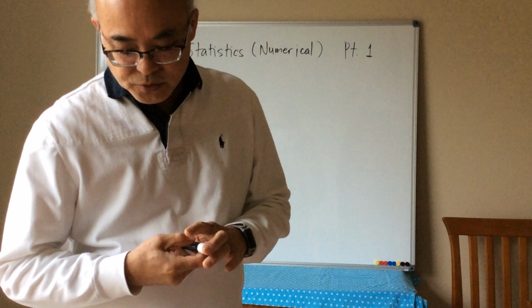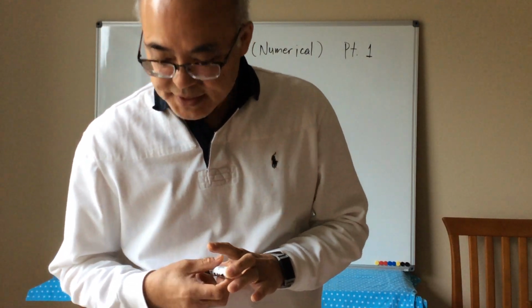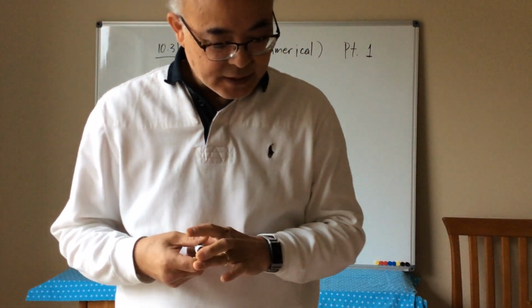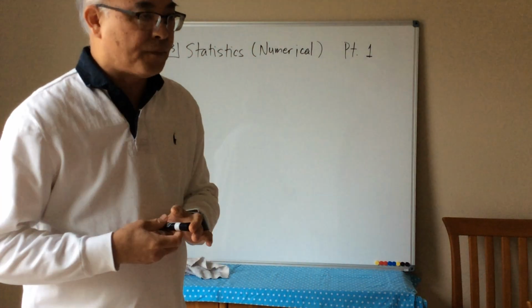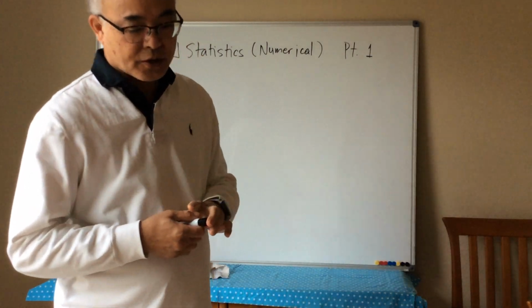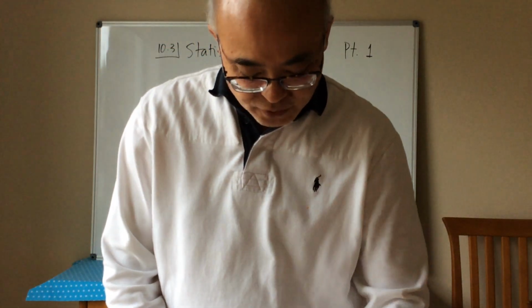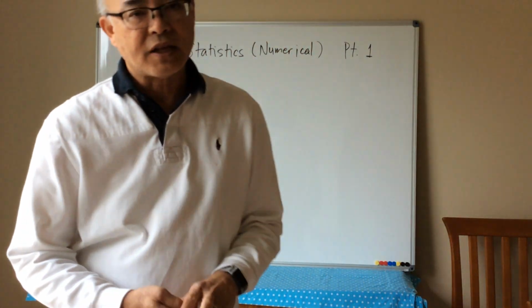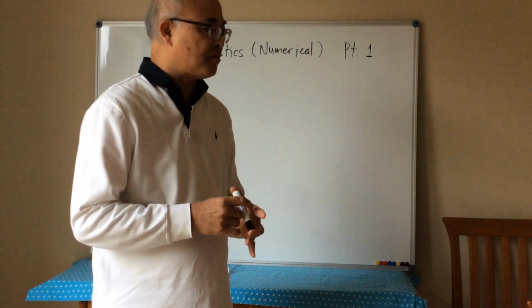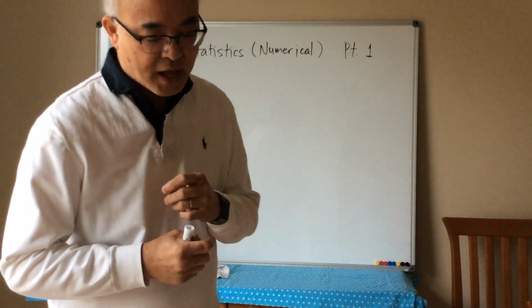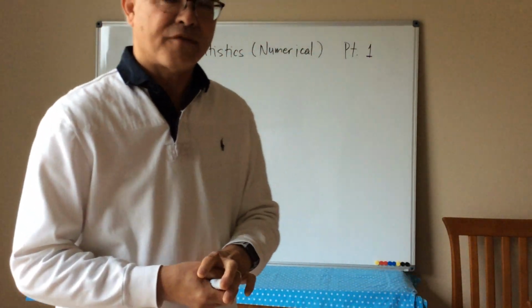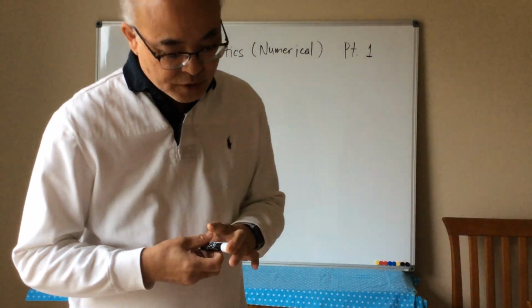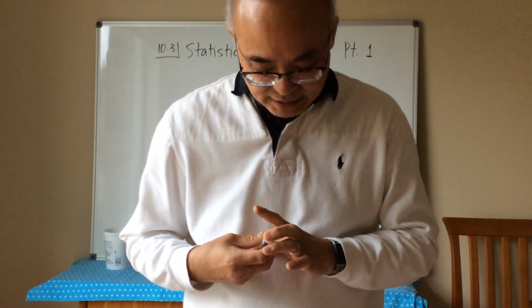Okay, so today we're going to talk about 10.3, Statistics Numerical. This will be the first part. What did we talk about in 10.2? In 10.2 we talked about the graphical ways to talk about statistics: stem and leaf plots, the split stem and leaf plot, and the back-to-back stem and leaf plot. Then we also talked about a frequency table, and from that, how to generate a histogram. So we're going to talk about the numerical stuff today.